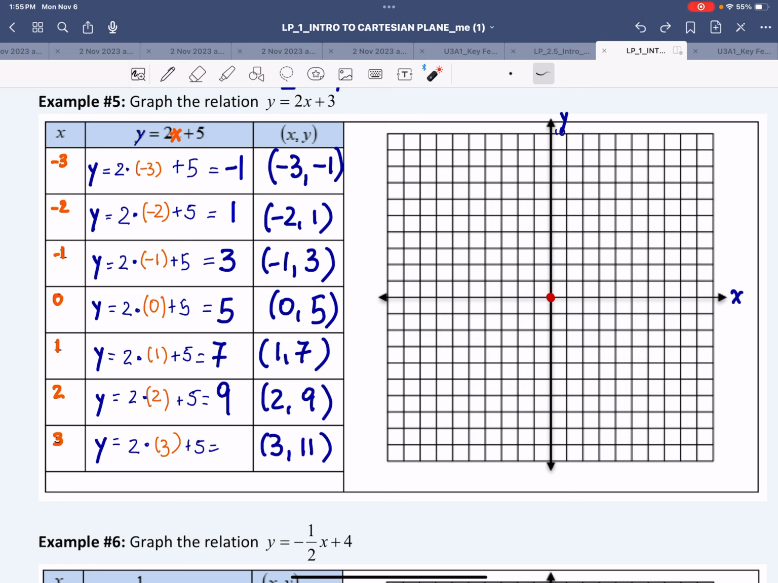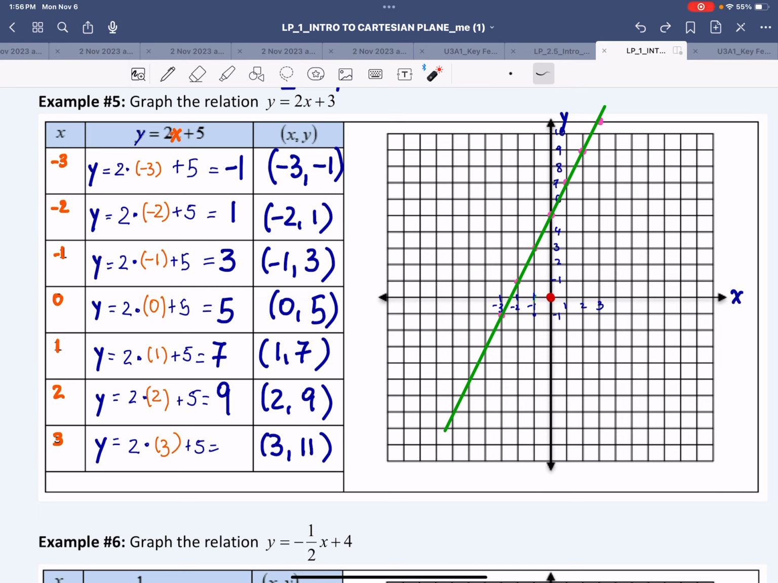When you plot all these points on the Cartesian plane, which we are about to do now, we first scale the axes and then plot each and every point. As you can see, all these points are aligned. They're following an order. When we connect all these points together, you see that a line is formed.